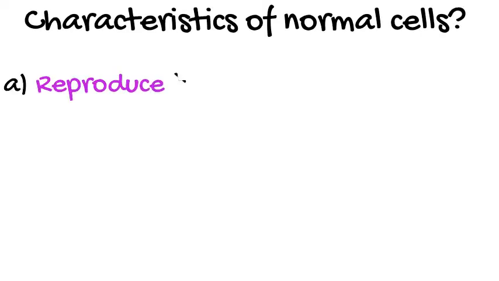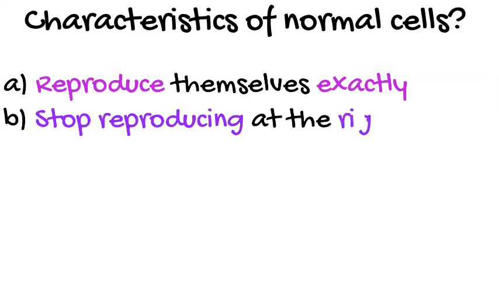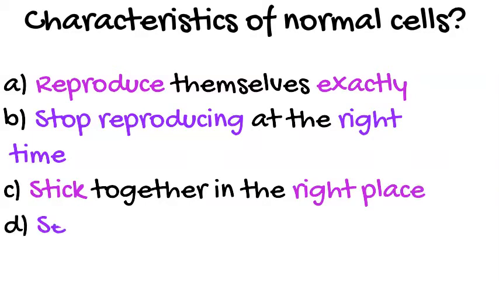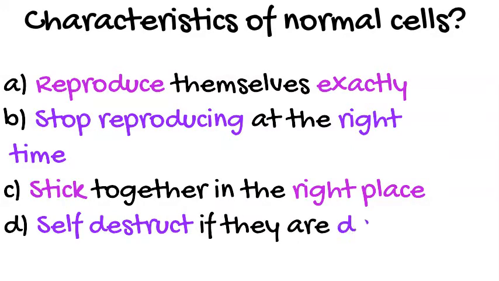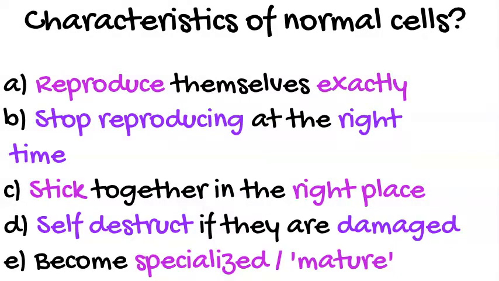Among them are: A. Normal cells reproduce themselves exactly. B. Normal cells stop reproducing at the right time. C. Normal cells stick together in the right place. D. Normal cells self-destruct if they are damaged, by a process called apoptosis. And E. Normal cells become specialized or mature cells.